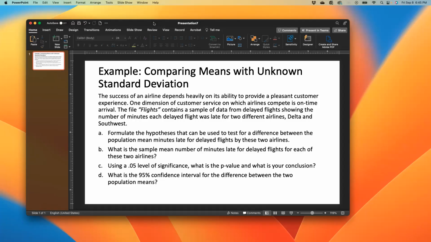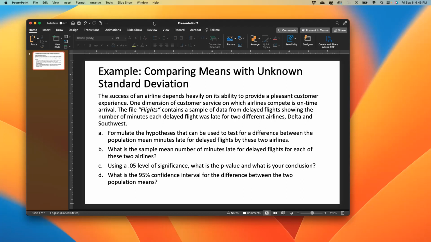Today's example, we would focus on comparing means with unknown standard deviation, and we would look at a problem from the airline industry. So I'll go ahead and read the question, and we would use our programming to try to solve this question. So it's a two population hypothesis testing with the standard deviation being unknown.